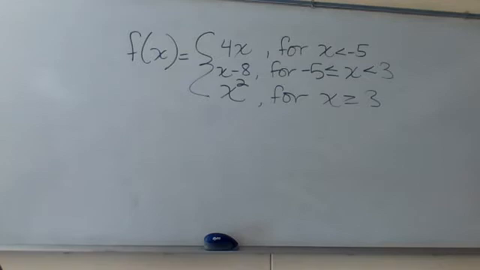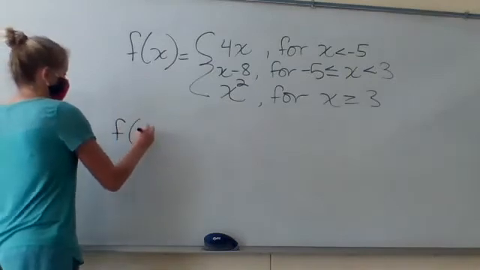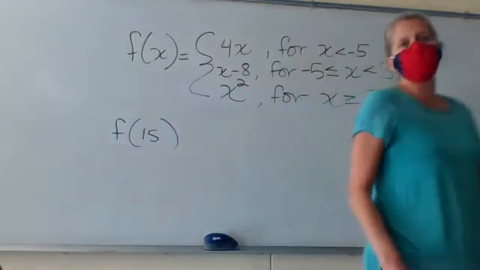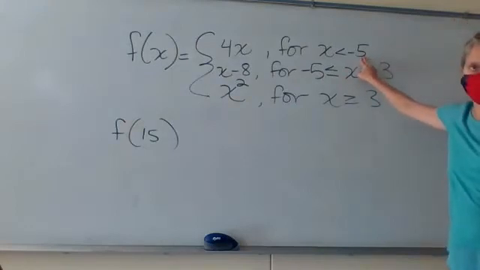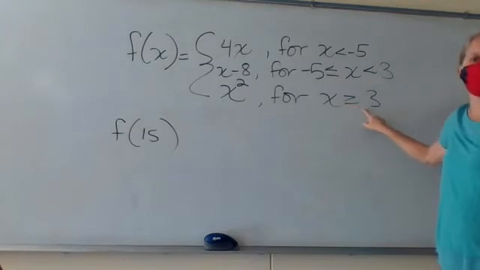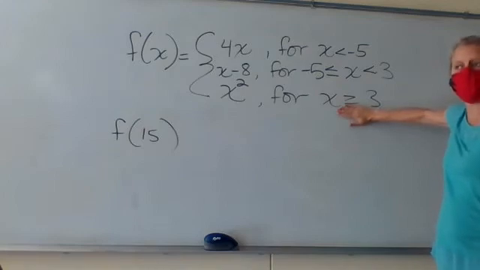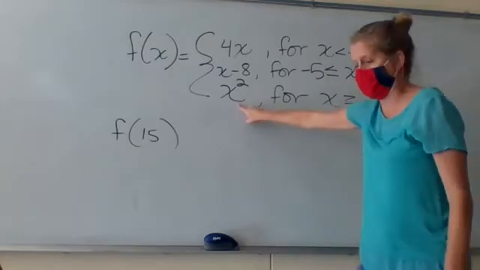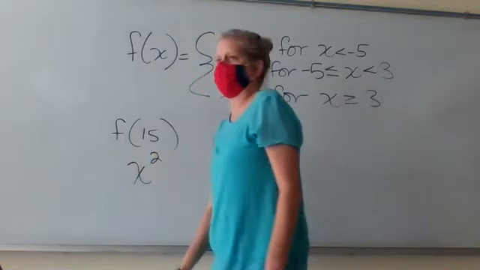It wants me to find what part of the graph should be used to find f of 15. So where does 15 fall in these pieces? Is it less than negative 5? Nope. Is it between negative 5 and 3? No, it's 15. It's not between negative 5 and 3. Is it greater than or equal to 3? Is 15 greater than 3? Yes, which means it falls in this piece. So which part do I use to find f of 15? Since it falls in this piece, I will use x squared.